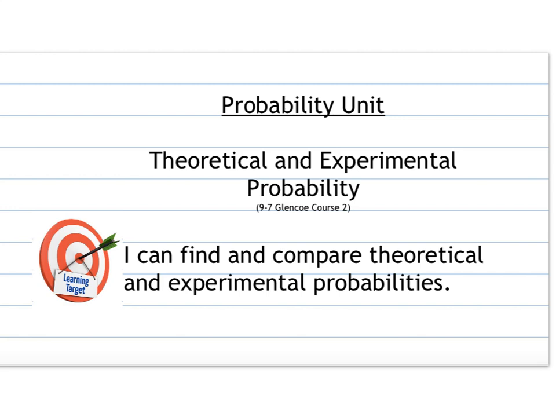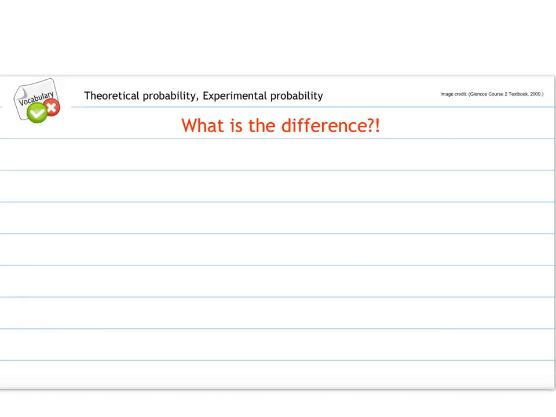Hello ladies and gentlemen, welcome to your video lesson on theoretical and experimental probability. You are going to be able to find and compare these different types of probability and understand the definition of each. So these are vocabulary words, theoretical probability and experimental. The question is, what's the difference?